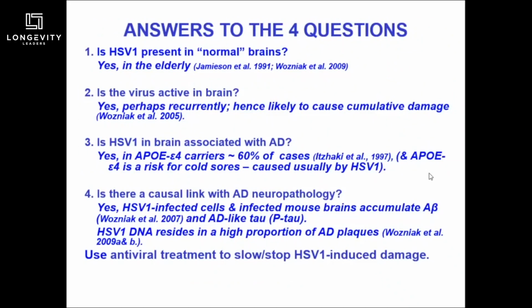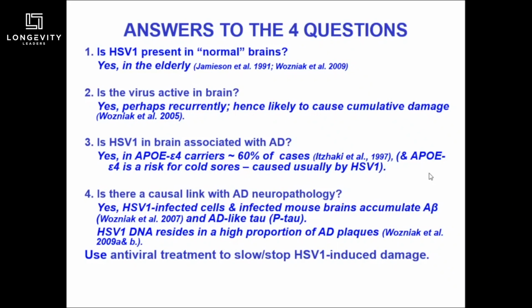So the answers to the four questions were: is HSV1 present in normal brains? The answer to that is yes, it's present in the elderly, as well as in a high proportion of Alzheimer's disease brains, but that does not mean it is not a risk. As I've said several times, infected does not necessarily mean affected. Secondly, is the virus active in brain? And the answer is yes, probably recurrently.